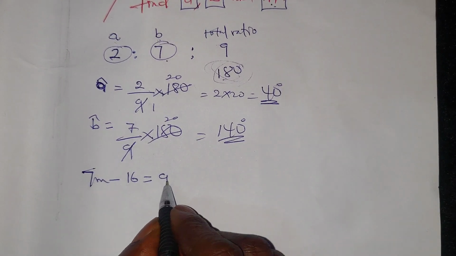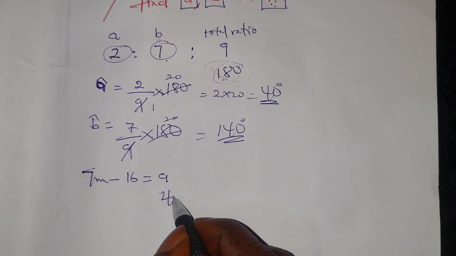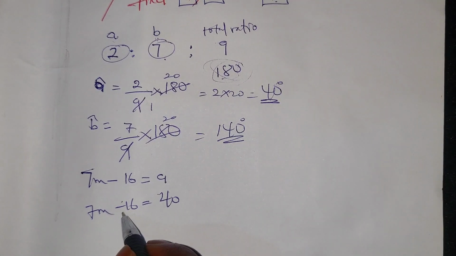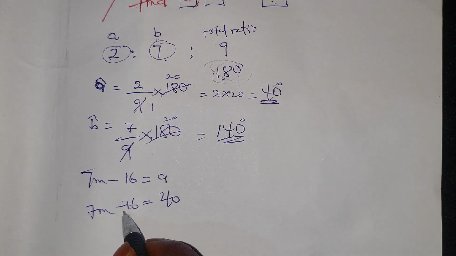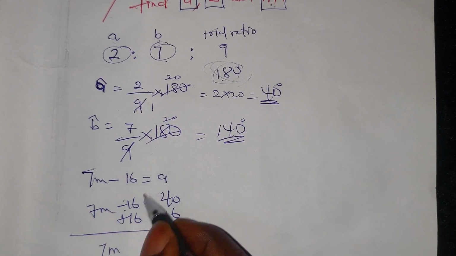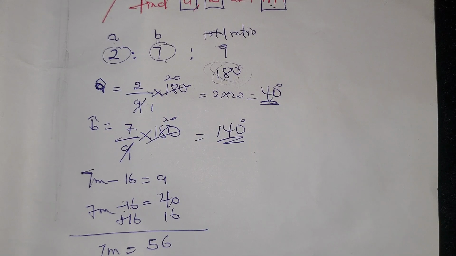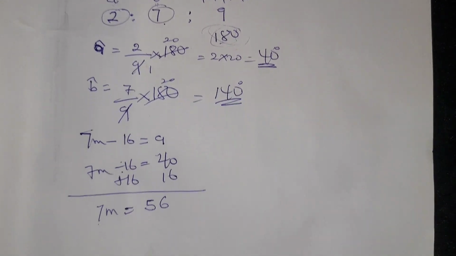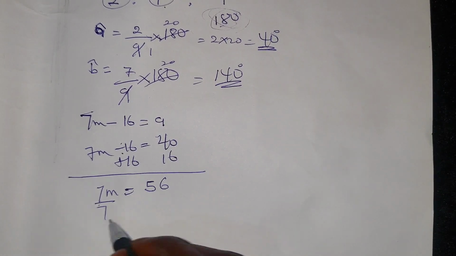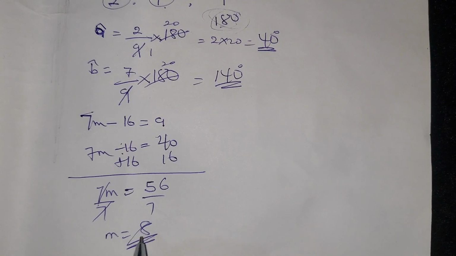And we already know that angle A was calculated to be 40 degrees. So if here is 40, then we have negative 16 and 7m. So we can add 16 to both sides so that we can group the like terms. If we add 16 here and add 16 here, we're going to get 7m. This cancels and we are left with 56. So now we can divide both sides by 7 so that we can find the value of M. Yes, so let's divide both sides by 7, and we see that our M is going to be 8. Therefore, M is 8.